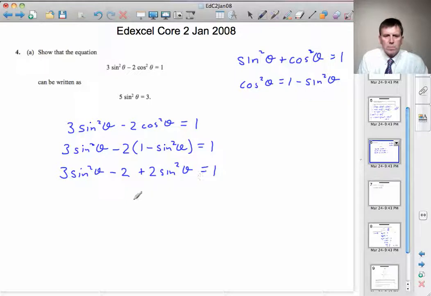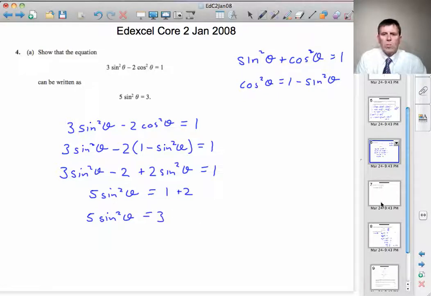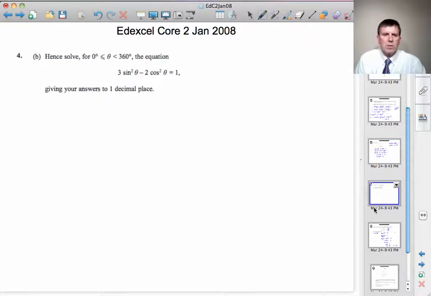equals 1. So I've got 3 sine squared theta plus 2 sine squared theta is 5 sine squared theta, which is equal to 1, and if I take the minus 2 to the other side it becomes plus 2, and that gives us the required result: 5 sine squared theta is equal to 3. Moving on to the second part of the question.